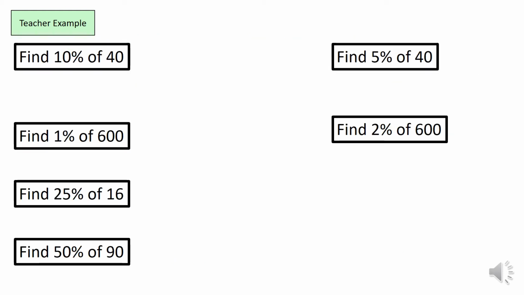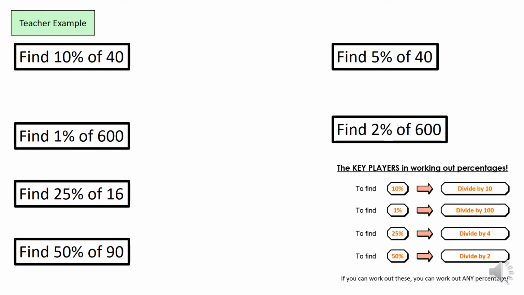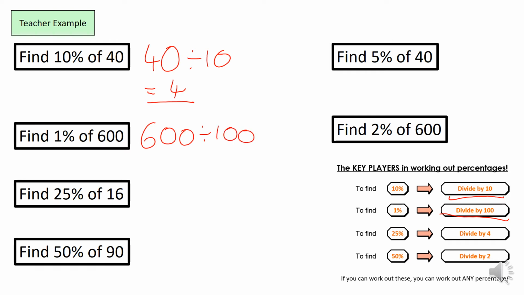Okay, we have a few examples here. I'm going to go through these very quickly. So, using our key at the bottom right, this will help us to calculate some of these. To find 10%, it says to divide by 10. So I'm going to do 40 divided by 10, which equals 4. And that is 10% of 40. Now to calculate 1%, I must divide by 100. So I'm going to do 600 divided by 100 equals 6. So 1% of 600 is 6.